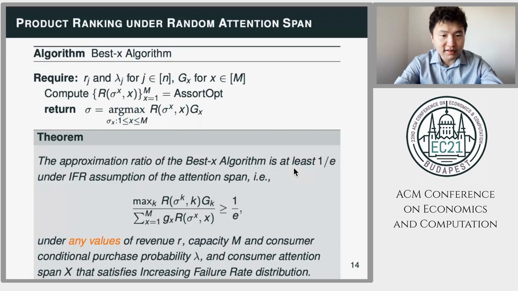With further analysis, we prove that the obtained lower bound is at least 1/e of the optimal for all attention span following increasing failure rate distribution. This implies that our algorithm is guaranteed to find a 1/e approximation solution to the true optimal.